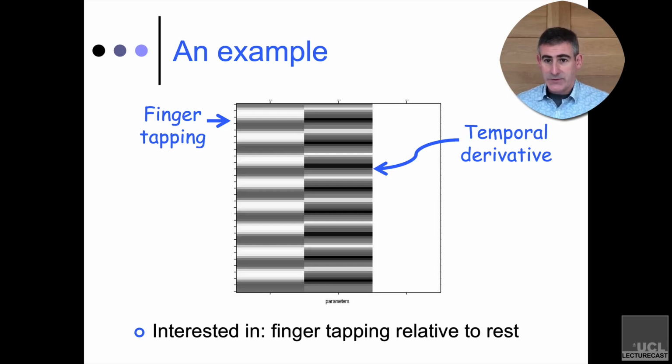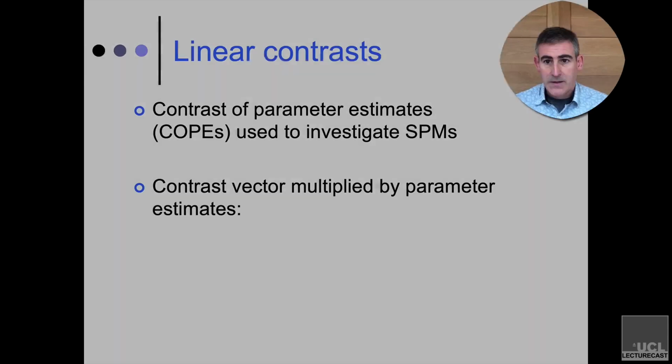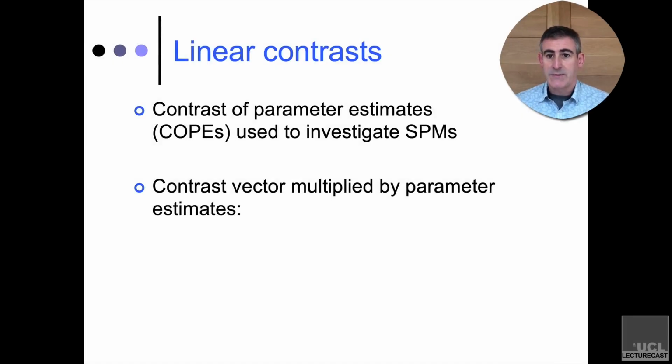Now, the thing that we're interested in this data set is comparing finger tapping to rest, right? That's the contrast that's most interest to us. We'd like to see what parts of the brain are active when you're tapping your fingers relative to when you're simply resting and not tapping your fingers. The way we do this is by using something called a linear contrast. These are also referred to as contrasts of parameter estimates, or sometimes abbreviated COPES. And they're used to sort of interrogate the statistical parametric maps and extract the information that's most relevant to us.